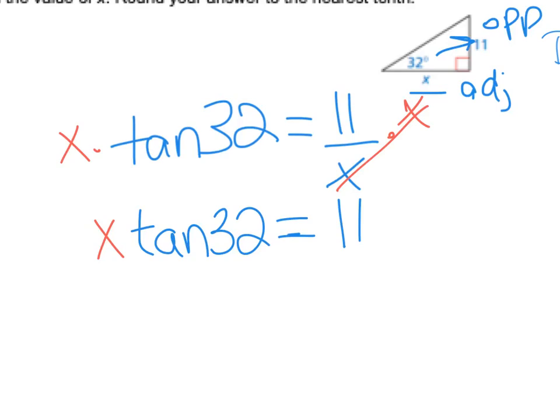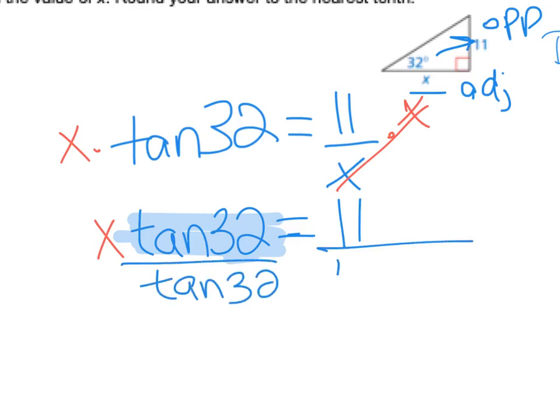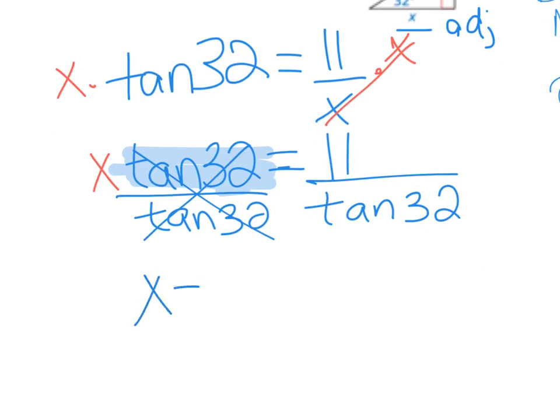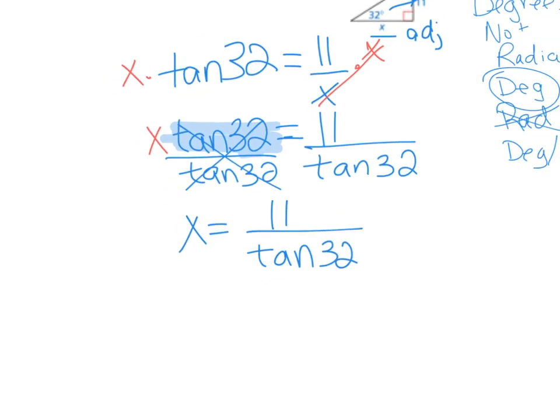Okay, remember the tangent of 32 is just a number, which means we can divide it out. So I'm going to divide out the tangent of 32 from both sides. And then these are going to cancel, and I'm left with x equals 11 divided by the tangent of 32. Now, if you're using an iPad calculator, when you go to put the tangent in, you actually have to put 32 and then tangent.